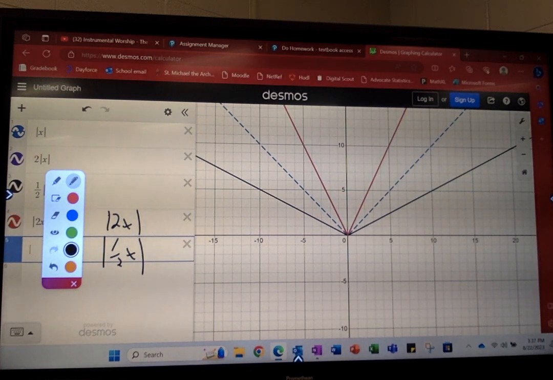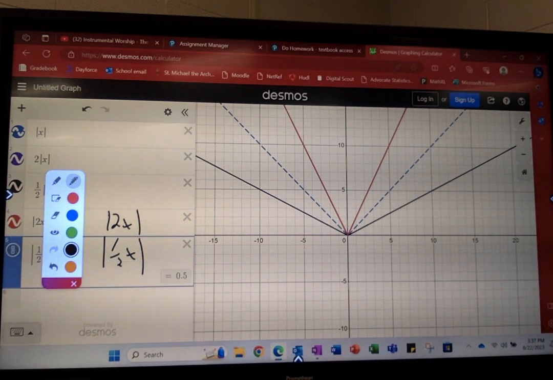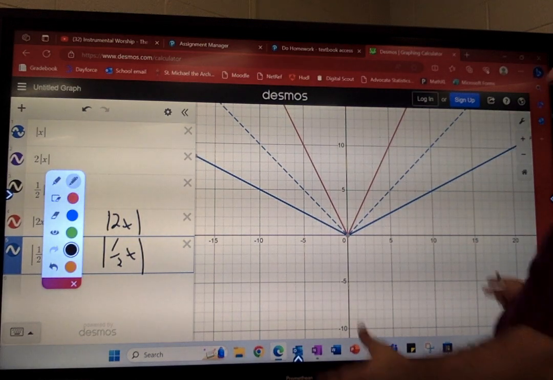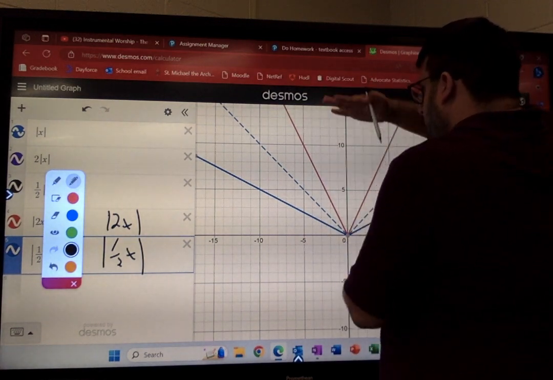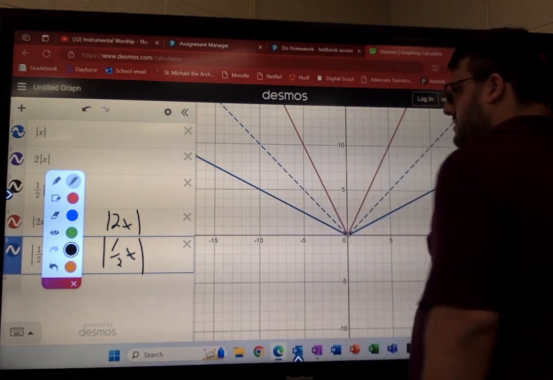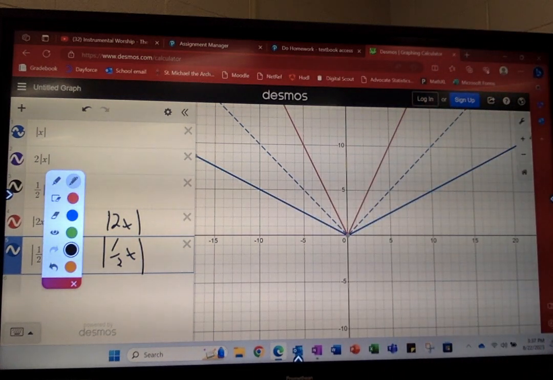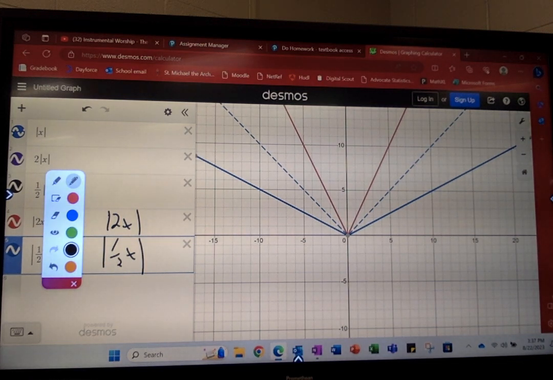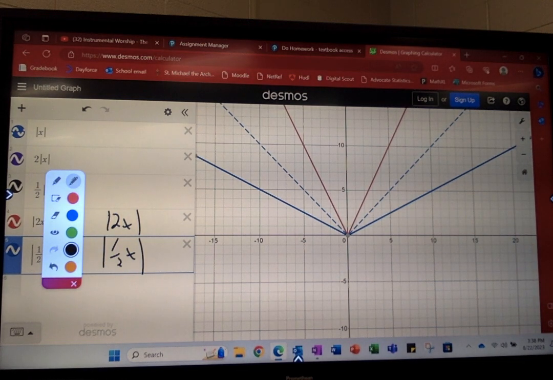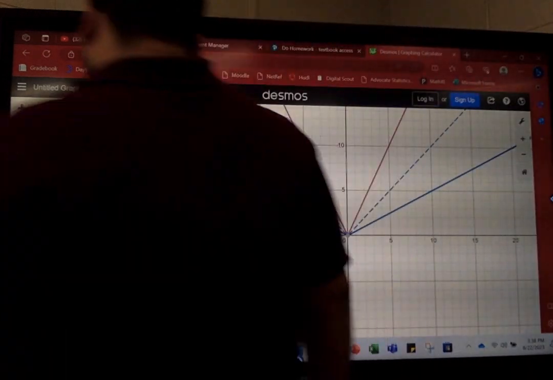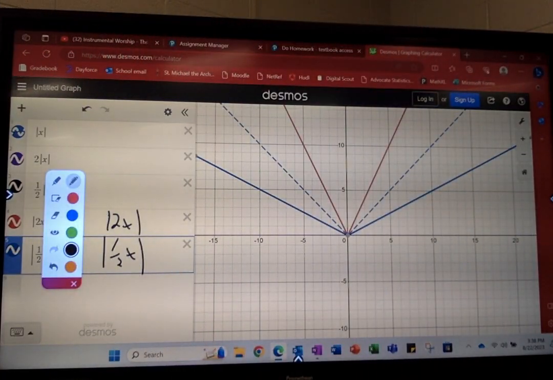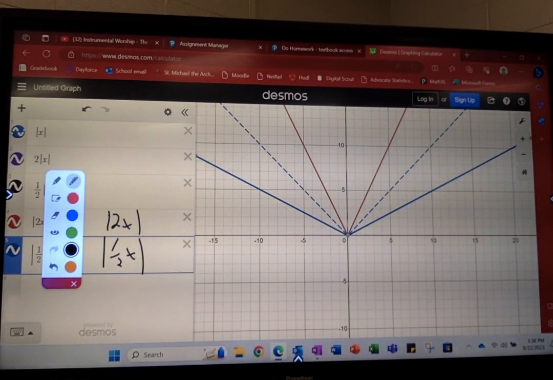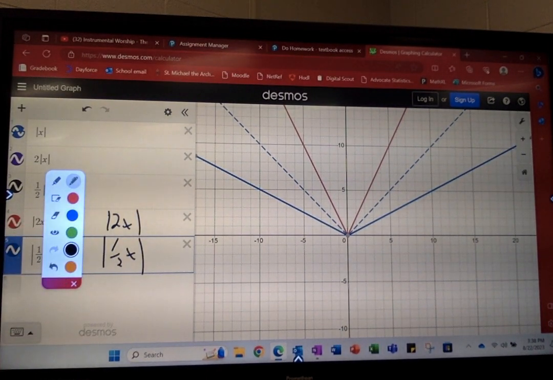On the flip side, as I compress something vertically, it stretches out horizontally. So vertical compressions are the same as horizontal expansions. Okay, so dilations are pretty tricky because you never know how something can be a vertical stretch or a horizontal compression or vice versa.